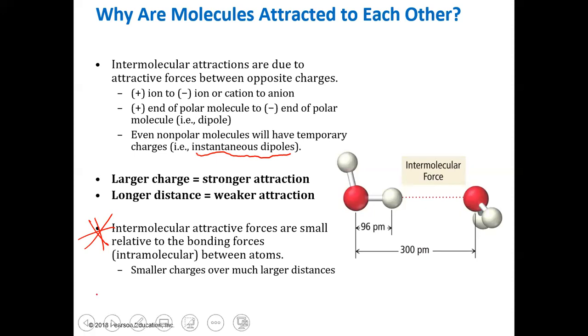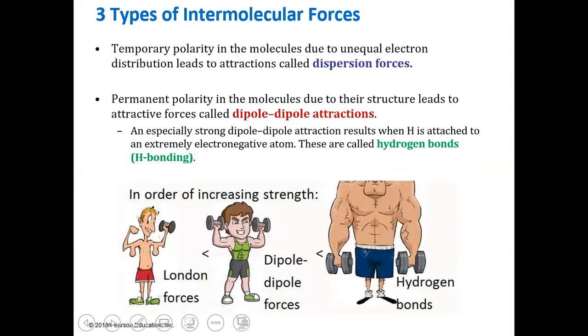Because intermolecular forces are smaller charges over a larger distance. All right, so there are actually four types of intermolecular forces. Three of those types, though, we're going to group together, okay? So they are dispersion forces. Sometimes you'll hear these called London forces or London dispersion forces.